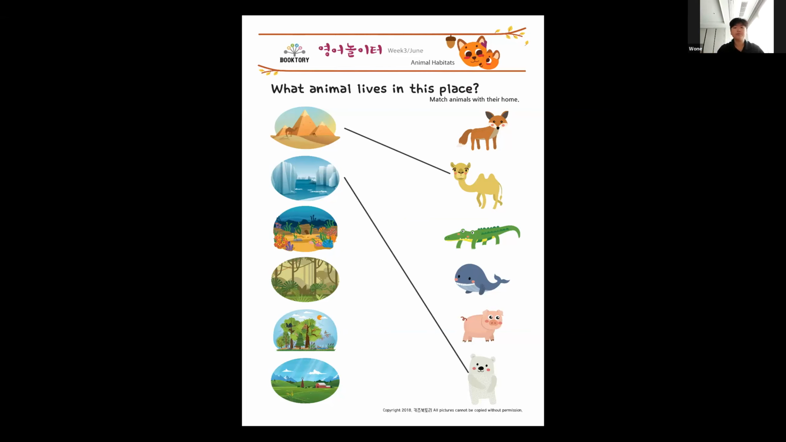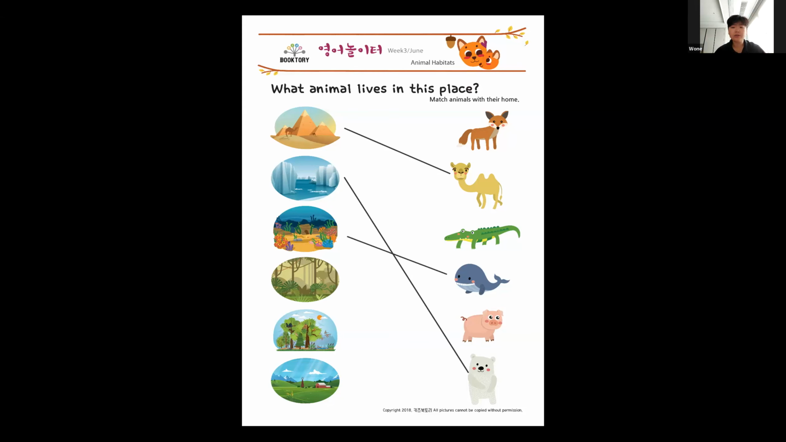Next one. Which animal lives in the ocean? So to guess about this one, this animal is going to have to swim very well, right? So if you're going to live in the ocean, you got to swim very well. So which animal lives in the ocean? The whale does. Yes.